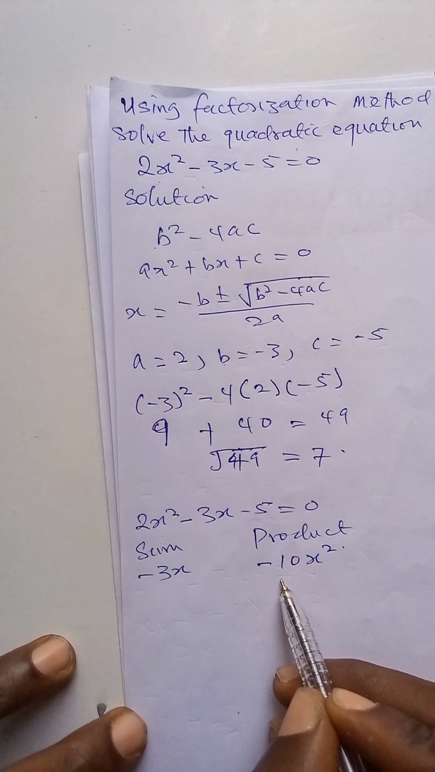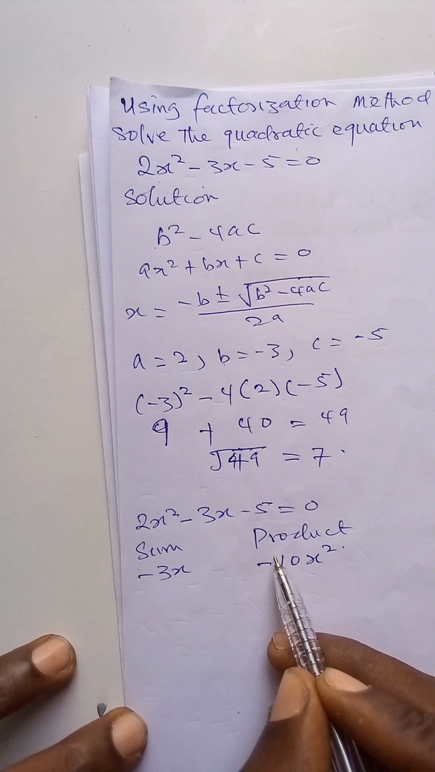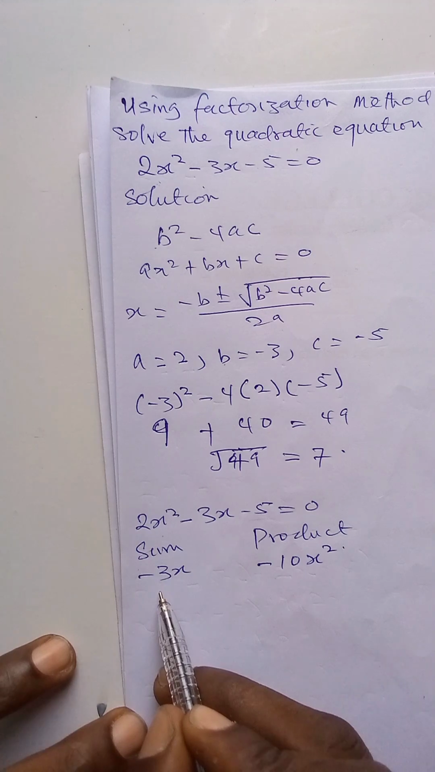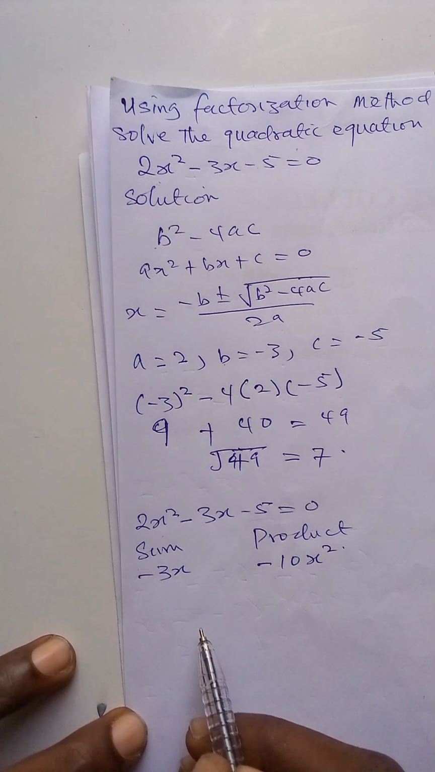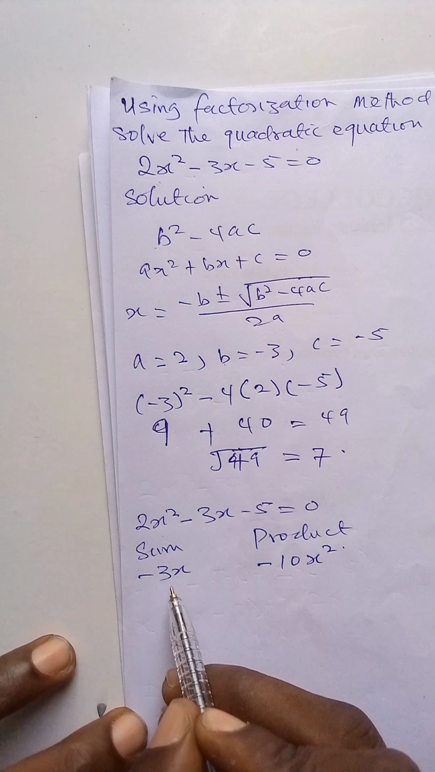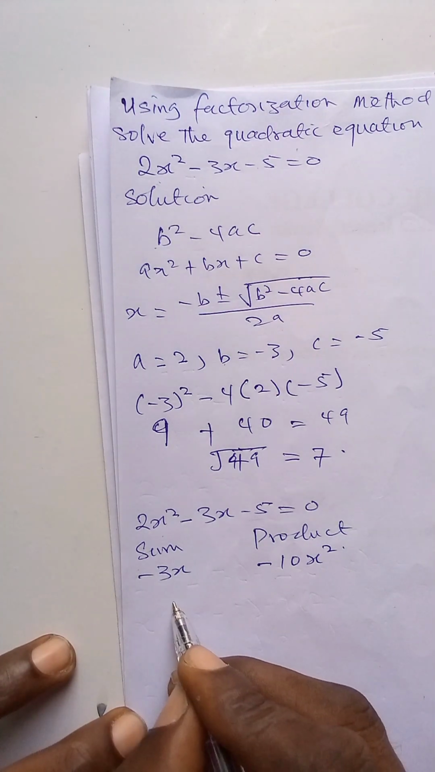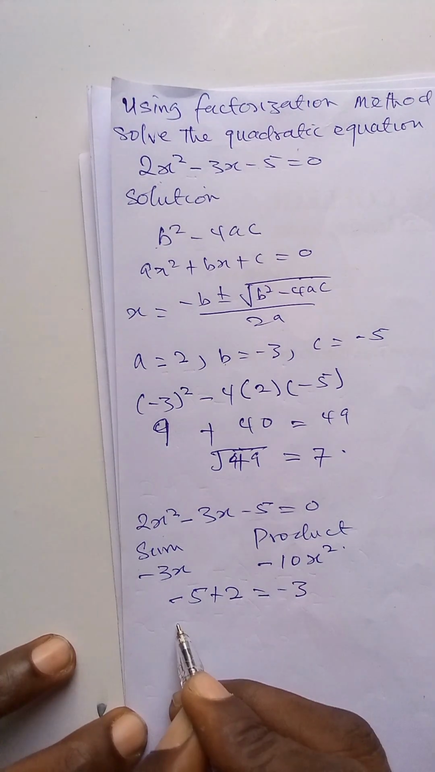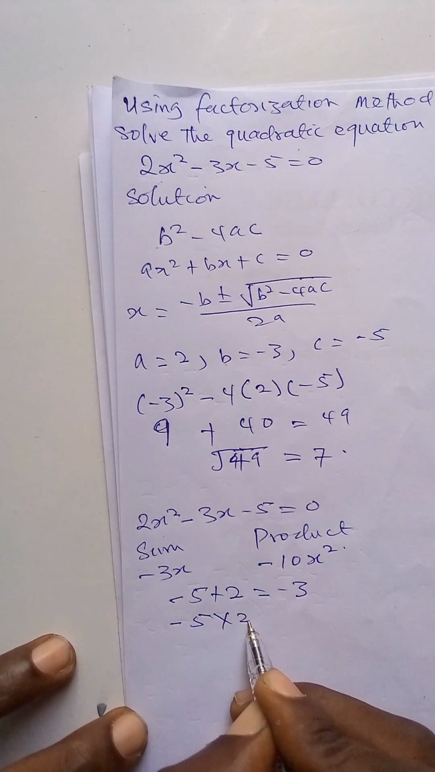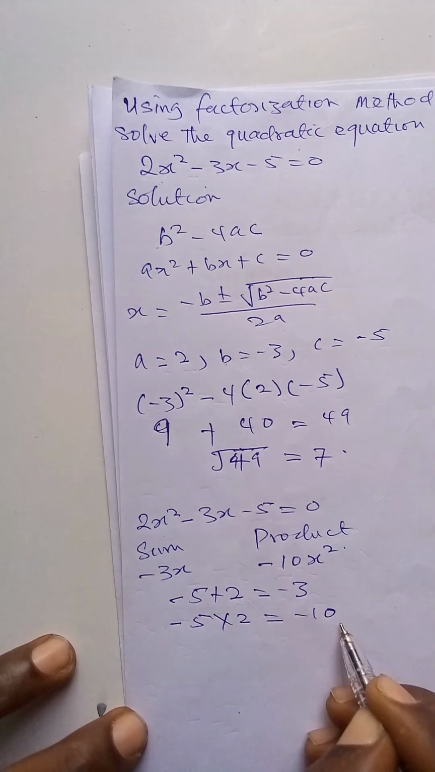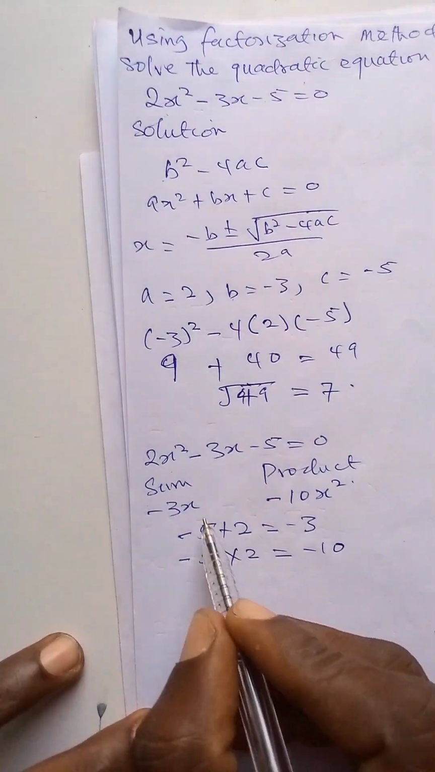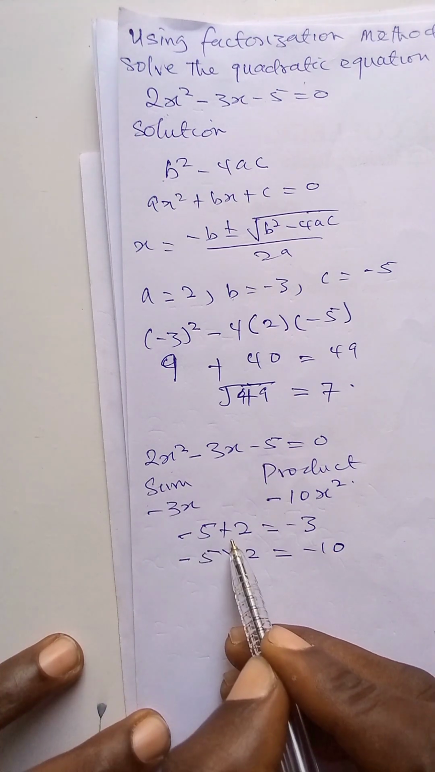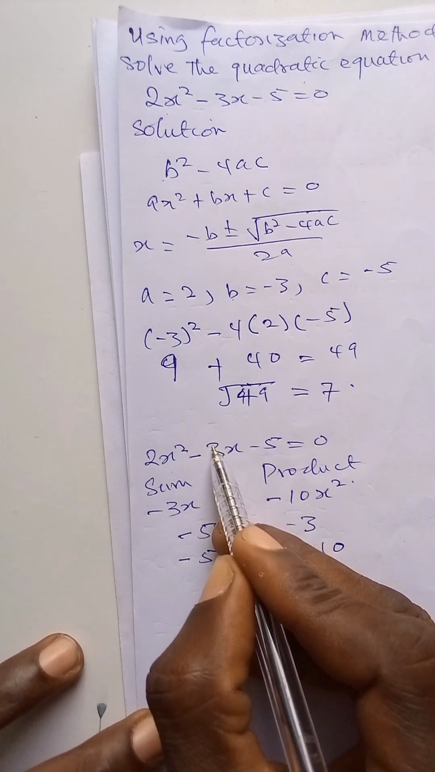The next thing is to look for two factors of minus 10 that when you add them, they will give you minus 3. Those two factors are minus 5 and plus 2. Minus 5 plus 2 will give me minus 3. And minus 5 times 2 will give me minus 10, which is the product, and this is the sum. So I will now go to the original expression and put minus 5x plus 2x in place of minus 3x.